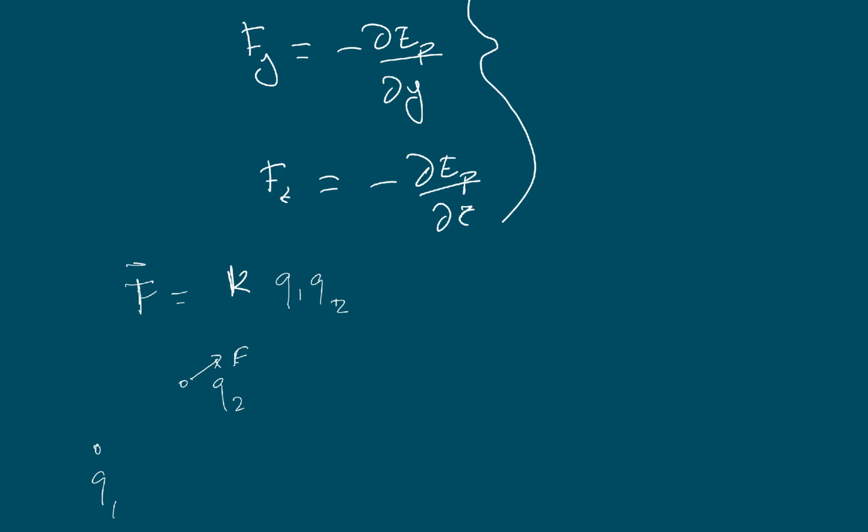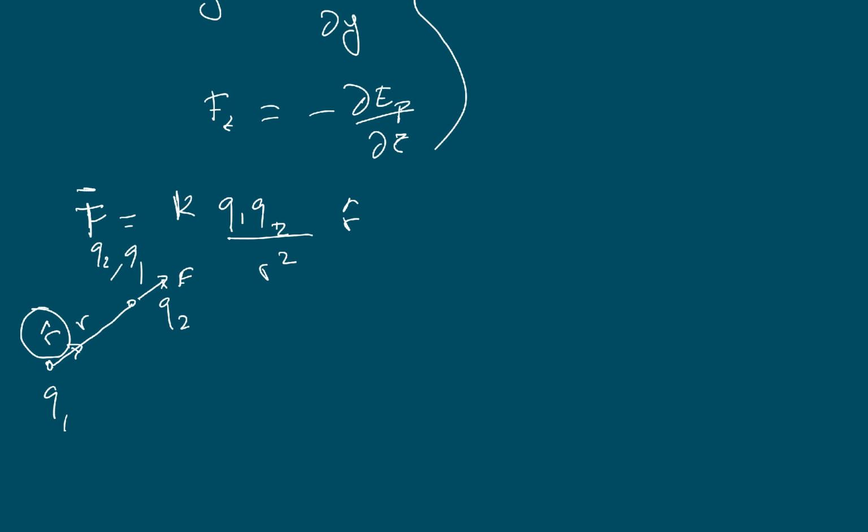The force can be attractive or can be repulsive. And the force depends on the distance r squared, that separation. So the force is inversely proportional to r squared. And the force is pointing in the r direction. The force acting on Q2 due to Q1 is along the direction of the vector r, along the unit vector r. So this is the force.